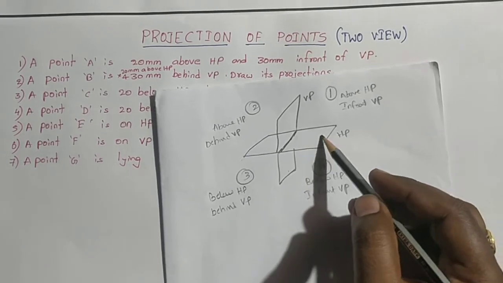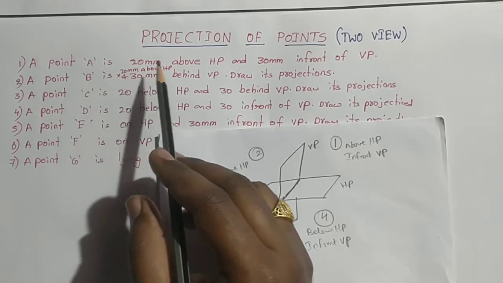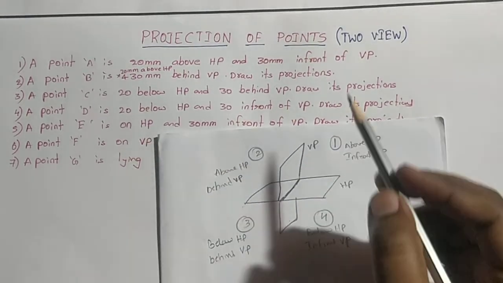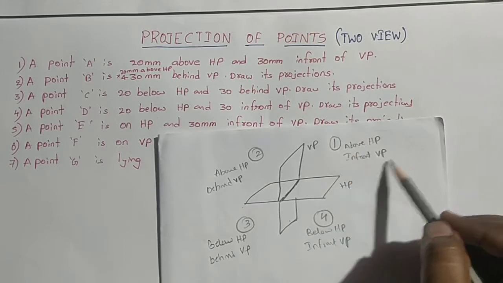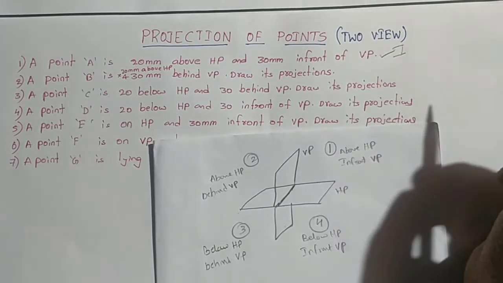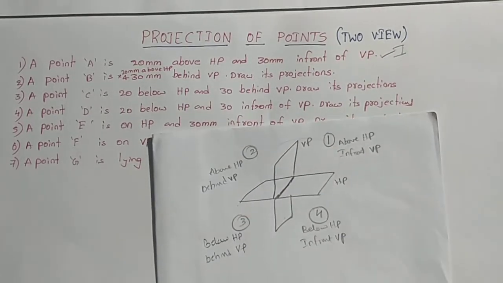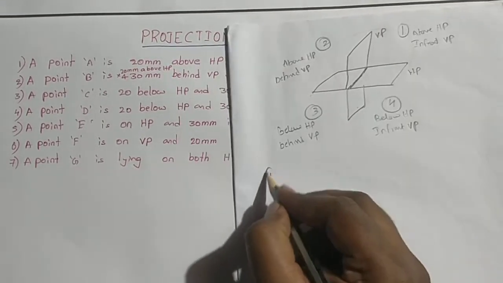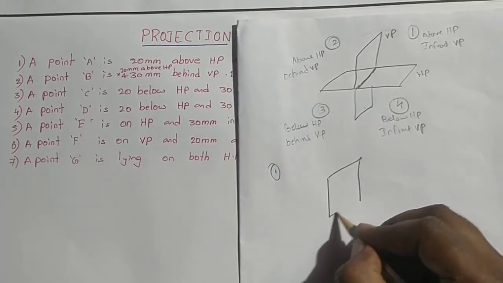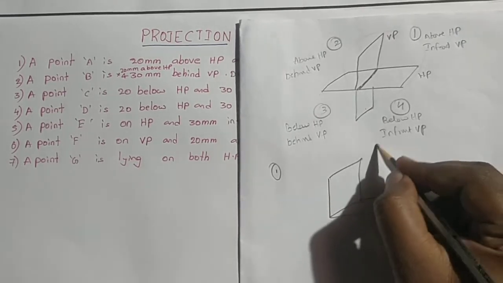Coming to the first problem, they have given that point A is 20 mm above HP and 30 mm in front of VP. Above and in front means it is definitely the first quadrant. We can identify easily it is the first quadrant, so I am considering this first quadrant. I'm drawing it separately. It is the vertical plane and this one is the horizontal plane. It is the first quadrant condition.